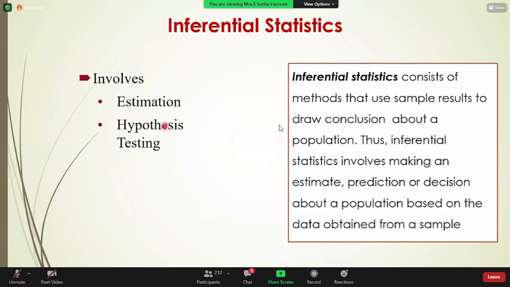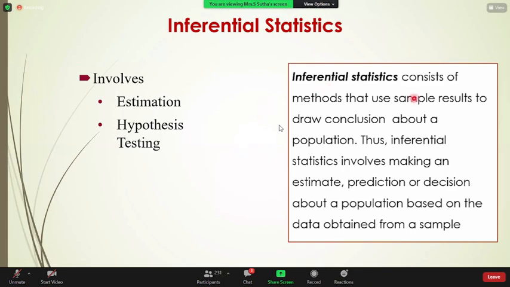Then hypothesis testing. From this estimation, we can make some decisions, or we can do the hypothesis testing. We will look at this meaning later, right? Now don't panic about these terms. We will have clear lectures on these 2 sections after the 4th chapter.